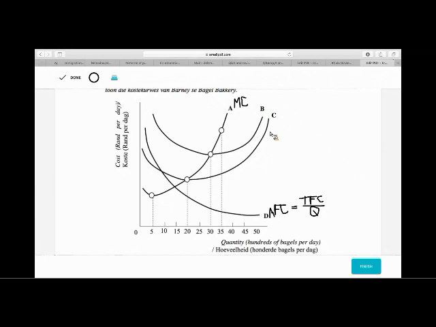And average total cost has to lie above average variable cost. And that's because your average total cost is your average variable cost plus your average fixed cost. So it can't possibly be that your average variable cost lies above your average total cost, because average variable cost is part of average total cost. So A is MC, B is ATC, C is AVC, and D is AFC. Okay.